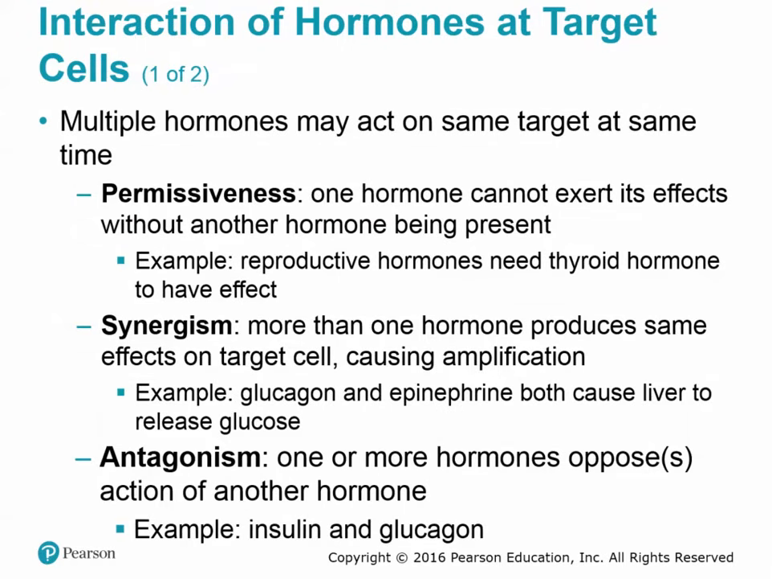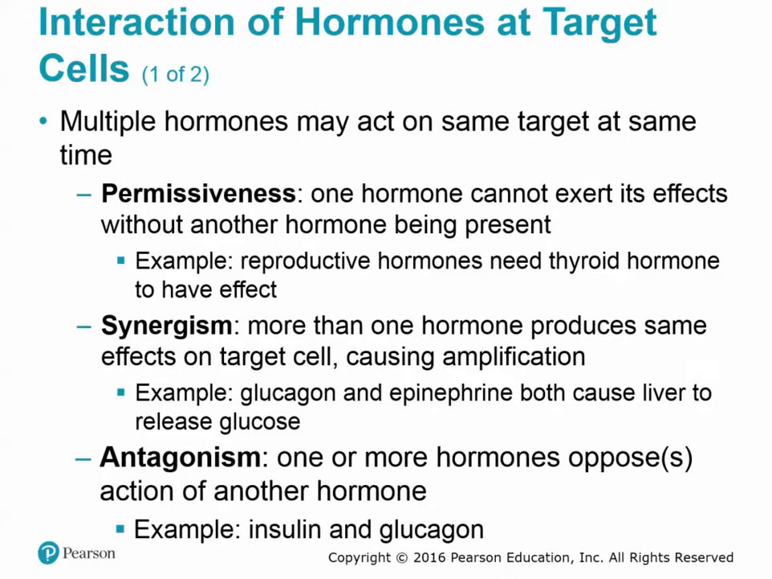So sometimes multiple hormones may act on the same target cell at the same time. There's a couple different types of interactions that different hormones can have. One way hormones can interact is permissiveness. This is where one hormone can't exert its effects without another hormone being present. So they kind of need permission from that second hormone to carry out their function.